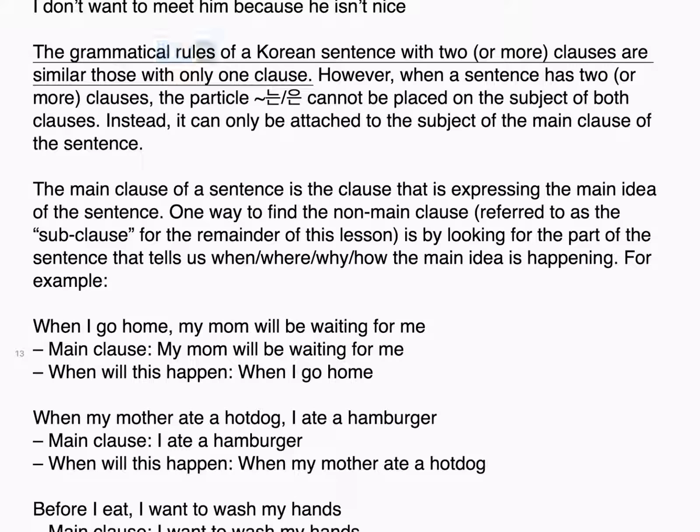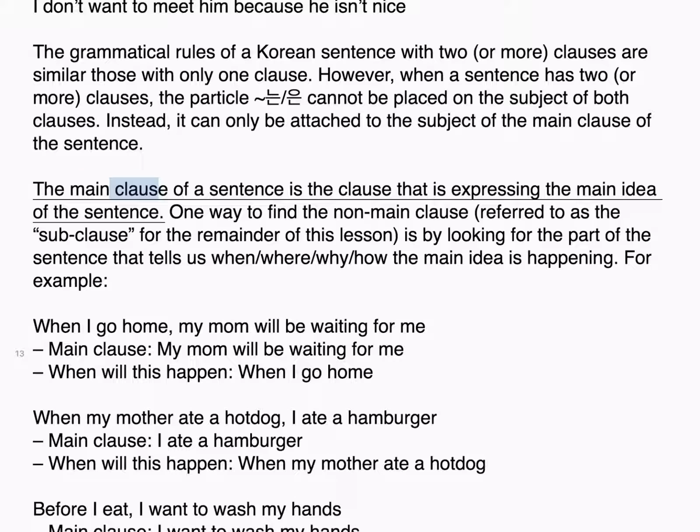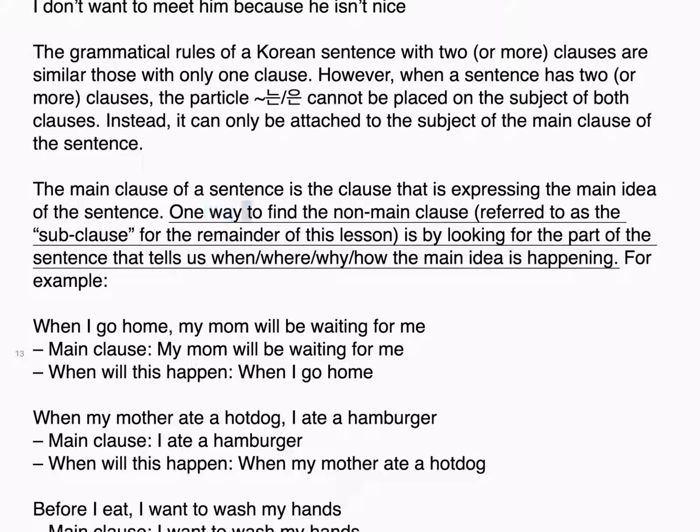The grammatical rules of a Korean sentence with two or more clauses are similar to those with only one clause. However, when a sentence has two or more clauses, the particle 는 cannot be placed on the subject of both clauses. Instead, it can only be attached to the subject of the main clause of the sentence. The main clause of a sentence is the clause that is expressing the main idea of the sentence. One way to find the non-main clause, referred to as the subclause for the remainder of this lesson, is by looking for the part of the sentence that tells us when, where, why, how the main idea is happening.